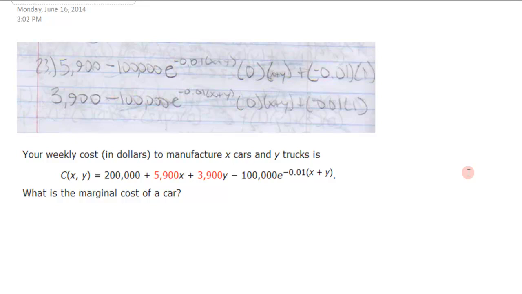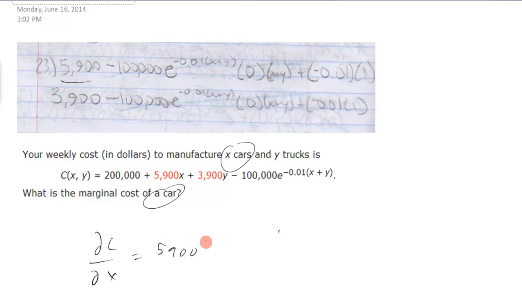Okay, so I'm looking at this, and you've correctly identified for each part the derivative you're supposed to be taking with respect to. For this first part, it wants the marginal cost of a car. So the car is x. Therefore, it's saying find dC/dx, the partial derivative of C with respect to x. There's no x, so 0. There is an x, so 5,900.